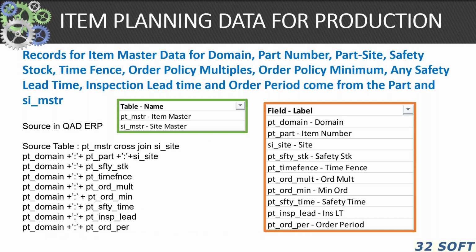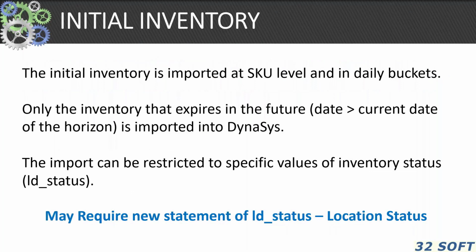The records for item master data come from the domain, the part number, site, safety stock, time fence, order policy, minimum, safety lead time, inspection lead time, and order period. They all come from the SI master and the PT master. Initial inventory is imported at the SKU level in daily buckets.